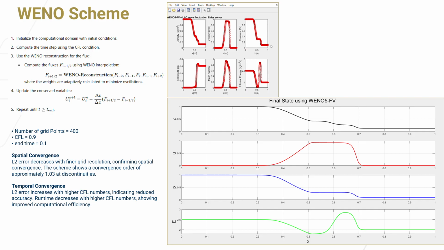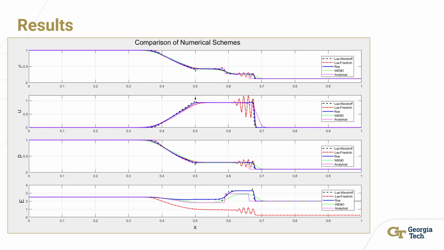Compared to earlier schemes, WENO achieves the best balance of accuracy and stability. It has a convergence order of 1.03 at discontinuities. As with the other methods, a higher CFL number leads to increased L2 error but reduced runtime, indicating good computational efficiency. Here I compare the performance of all the numerical schemes. Lax-Friedrichs deviates significantly from the analytical solution, while Lax-Wendroff comes closer to the analytical solution.